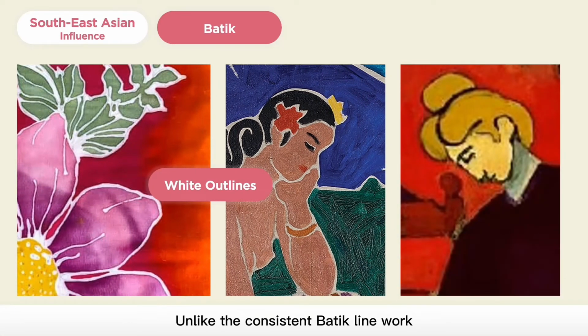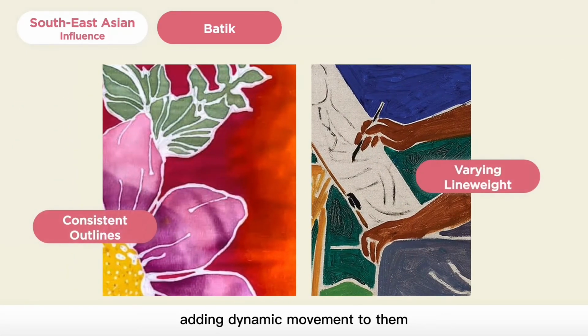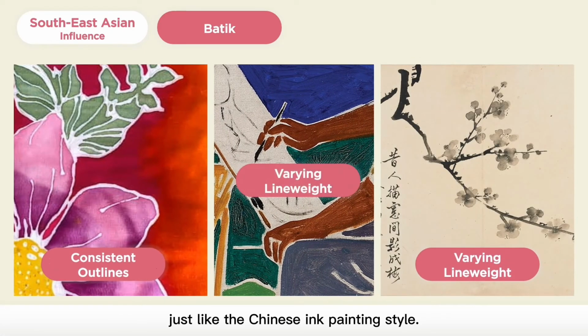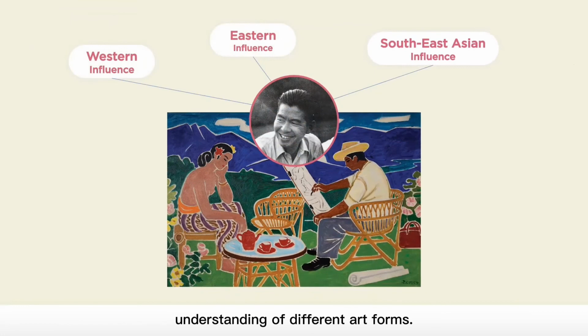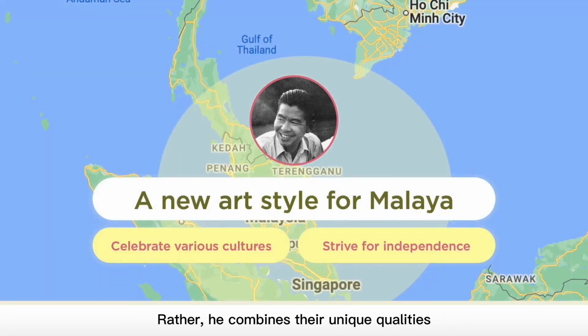Unlike the consistent batik line work, however, the outlines here vary in line weight, adding dynamic movement to them, as though the artist painted them with swift yet calculated brushstrokes, just like the Chinese ink painting style. These successful blends of styles show Liu Kang's masterful understanding of different art forms. He does not merely imitate them. Rather, he combines their unique qualities and interprets them in his own way, creating a uniquely Malayan art style.